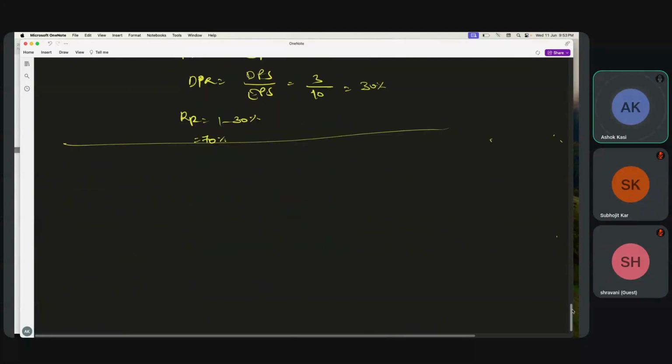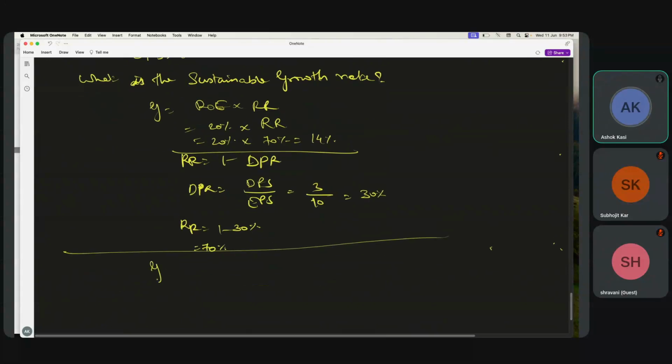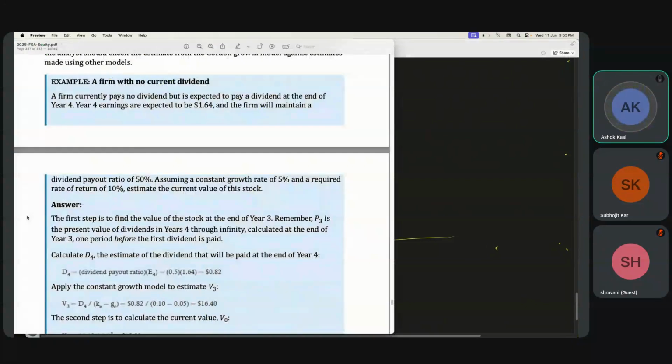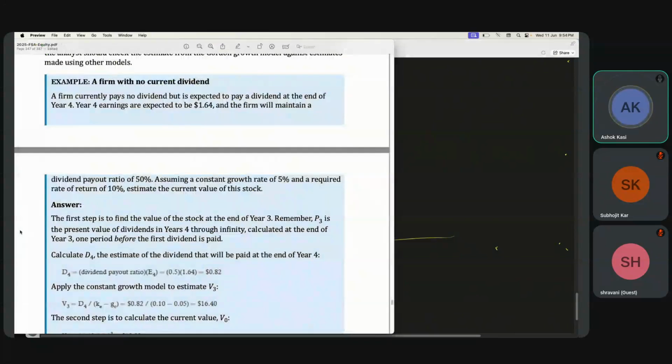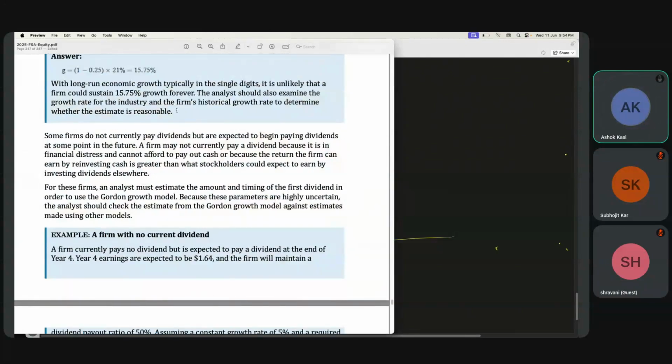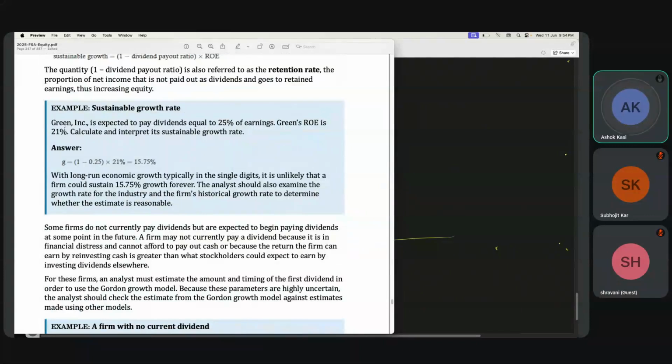So this is 70 percentage. So growth is equal to 14 percentage. Then next one, Shravani done. Okay. Now a firm with no current dividend. This one we have not done. Try this one now. It's a direct, straightforward one. Green Ink is expected to pay dividend equal to 25 percentage of earnings.